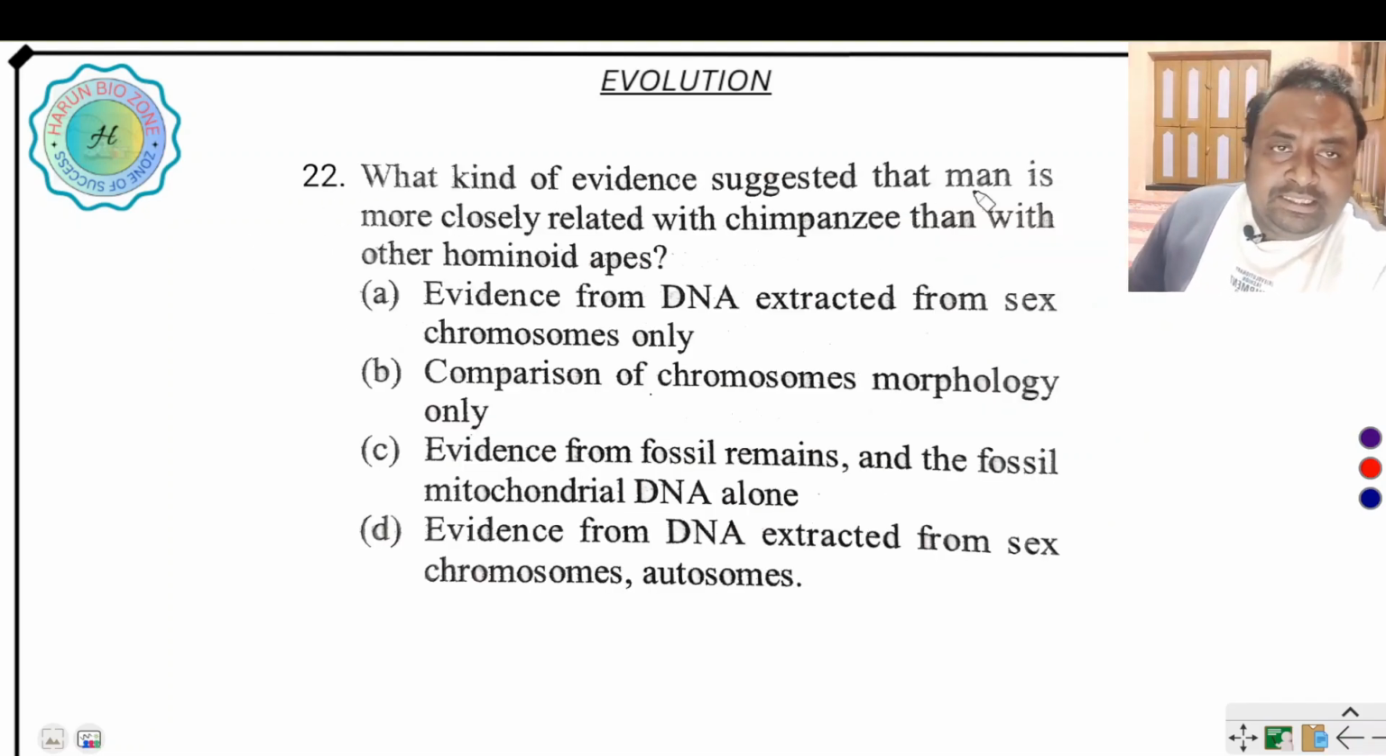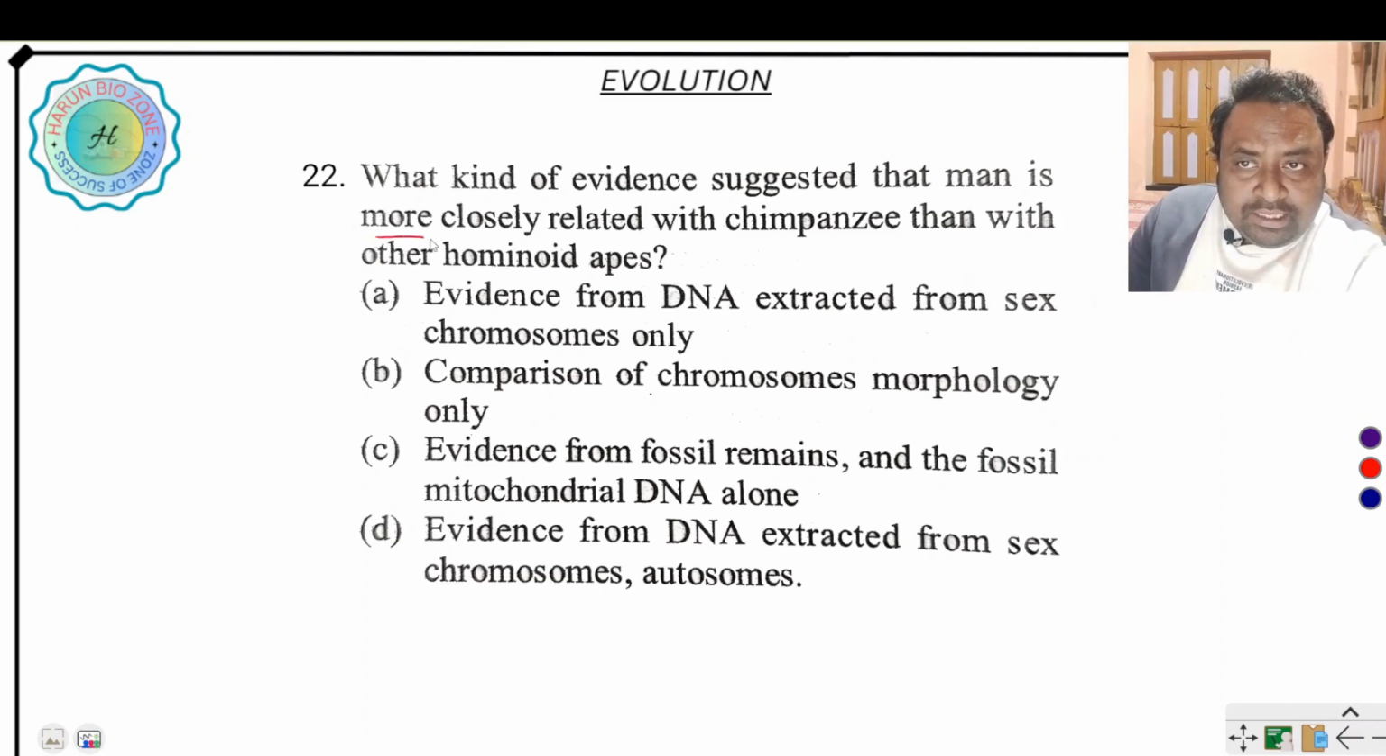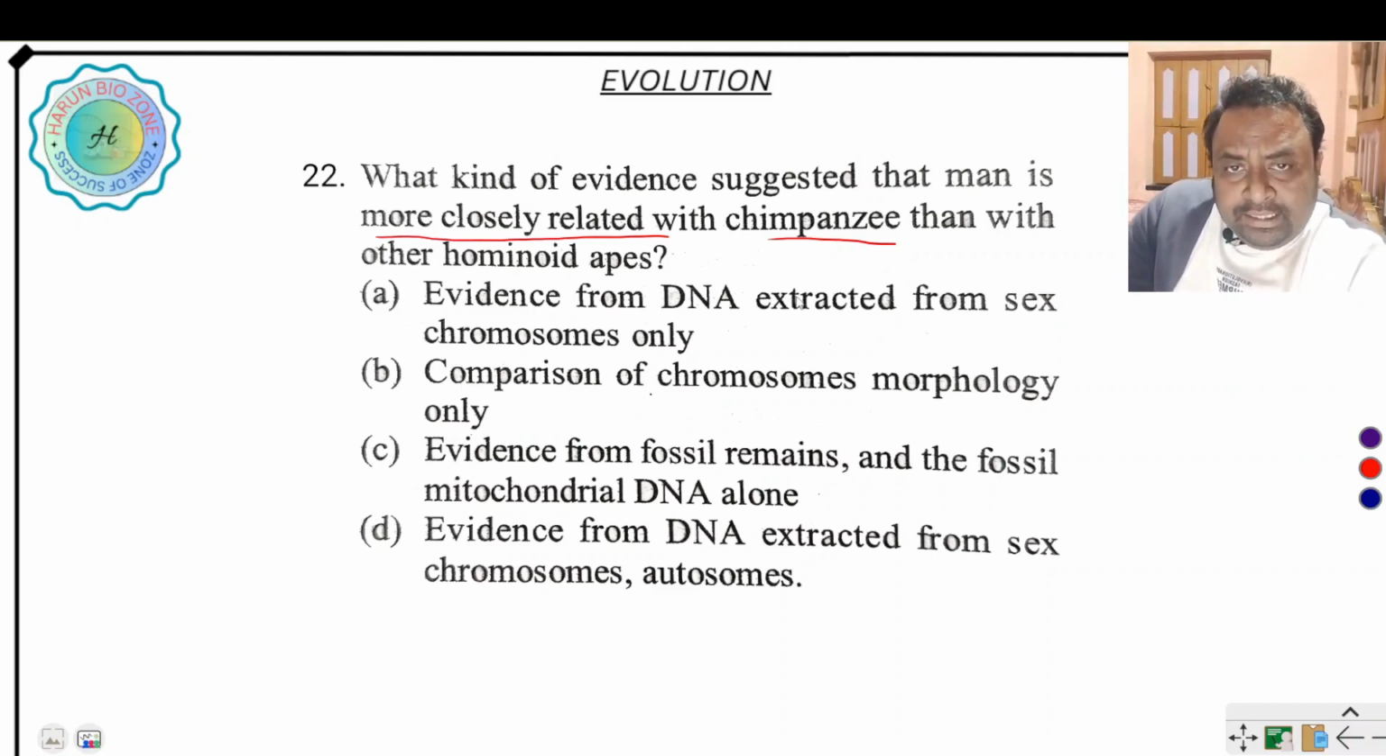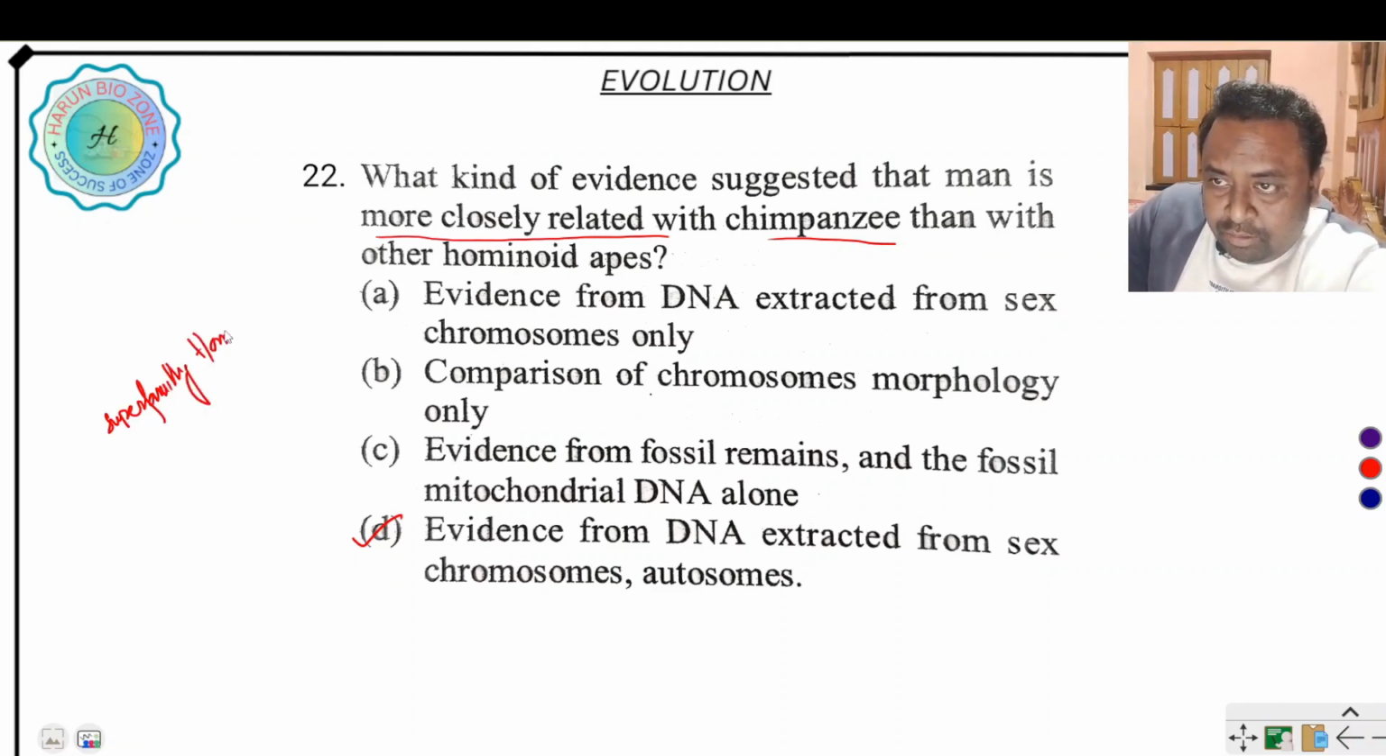What kind of evidence suggests that man is more closely related to chimpanzee? Evidence from DNA extracted from the sex chromosome only, comparison of chromosome morphology only, evidence from fossil remains and fossil mitochondrial DNA alone, or evidence from DNA extracted from the sex chromosome and autosomes both. So here, the superfamily Hominoidea.